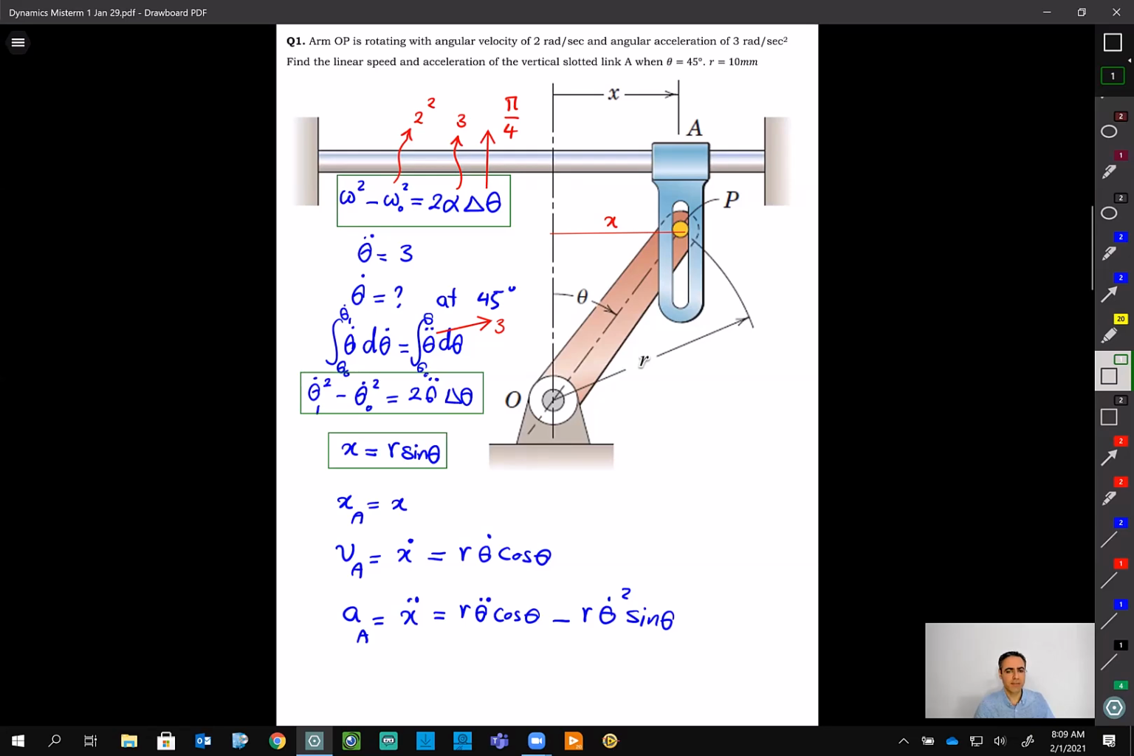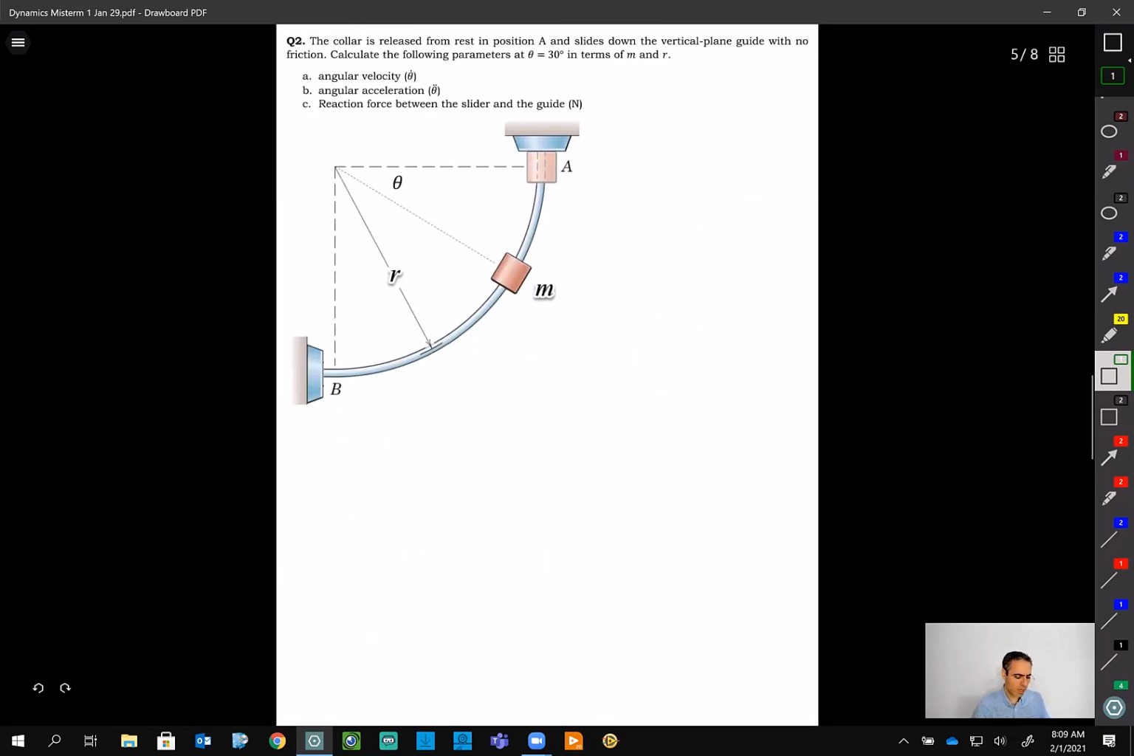which you can check later. Question 2, I'm not going to solve it because it is exactly similar to what you saw in the class during the lecture. This is exactly similar to the problem where the boy slides down a slider, right? And since you are in circular motion, you have two accelerations. One is the normal acceleration and one is the tangential acceleration.